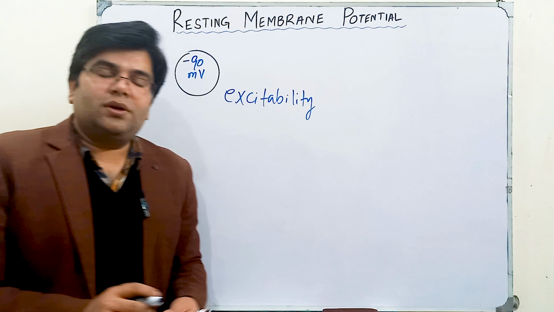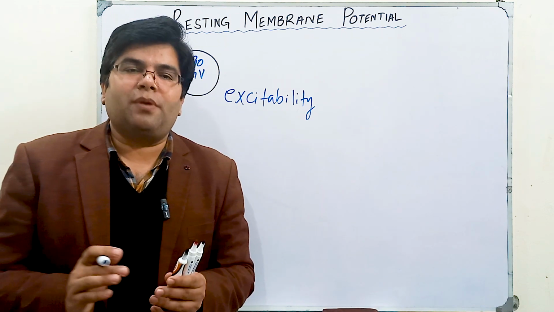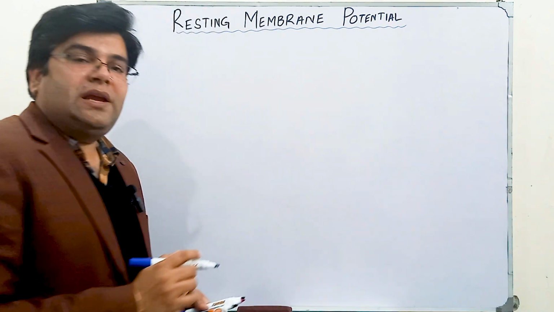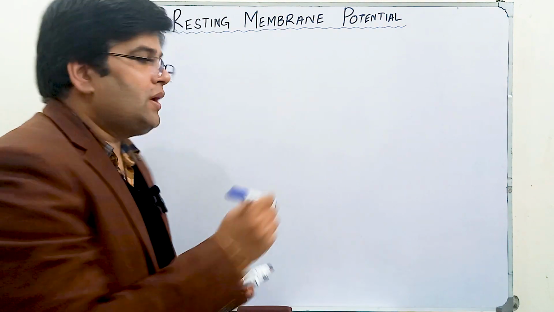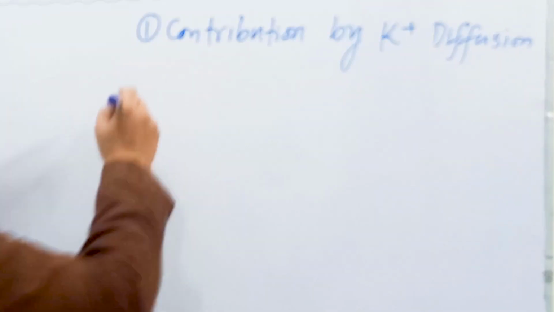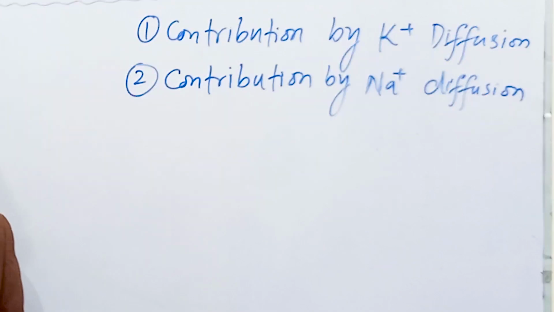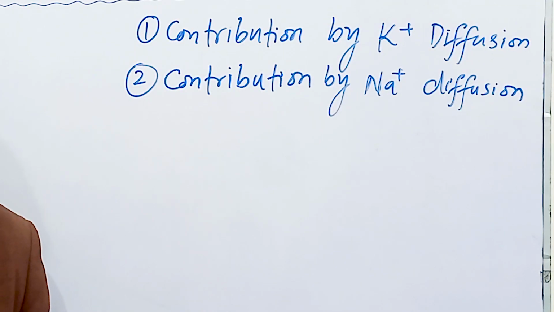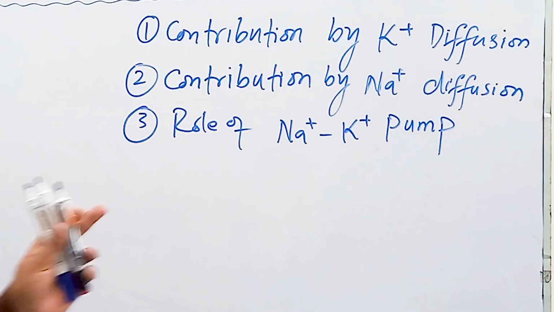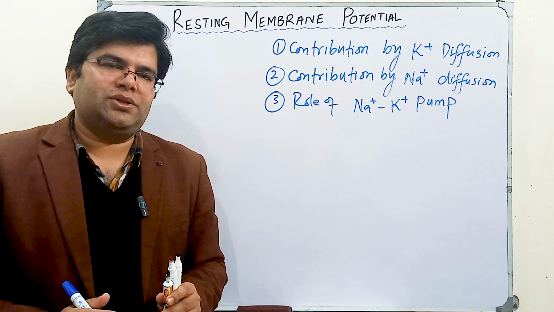Now let's talk about the factors which contribute to the generation of resting membrane potential. There are three important factors. Number one, contribution by the potassium diffusion. Number two is contribution by sodium diffusion. And number three is contribution by the electrogenic nature of the sodium potassium pump. These are three contributors to the generation of resting potential.